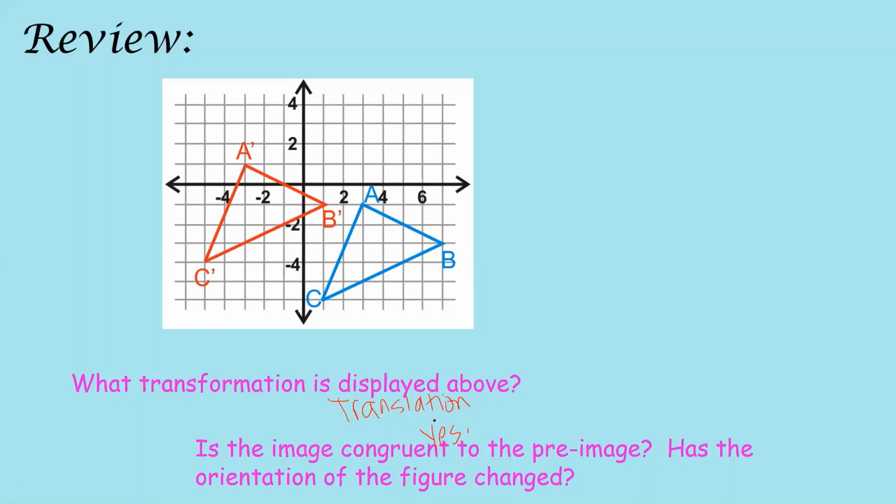Has the orientation of the figure changed? Well, let's find out. C prime to A prime, and A prime to B prime. Now let's read on the original. I'm going to start with C again. So C to A and A to B. It is the same orientation. The letters are in the same order. So therefore the orientation has been preserved. This is a translation.